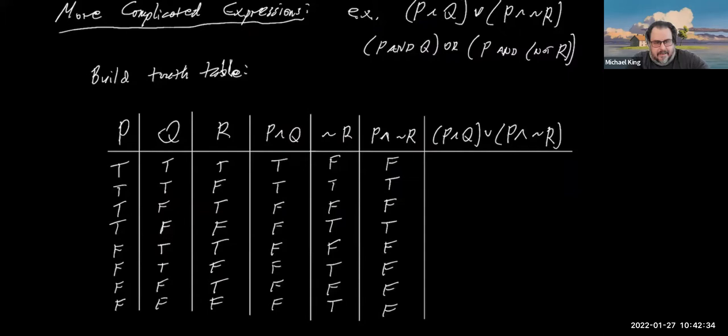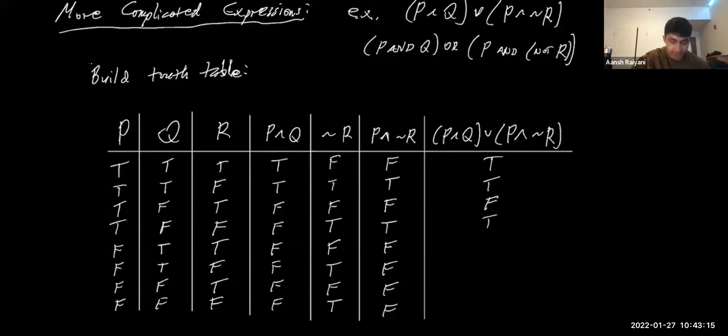Okay, and then we need to OR these two columns together. So really it's, if we see a true in either place, then it's true, right? Actually, does someone want to be brave and read their column? Volunteers. Yeah, I can go. Okay, great. So we have true, true, false, then true, and then the rest are false.